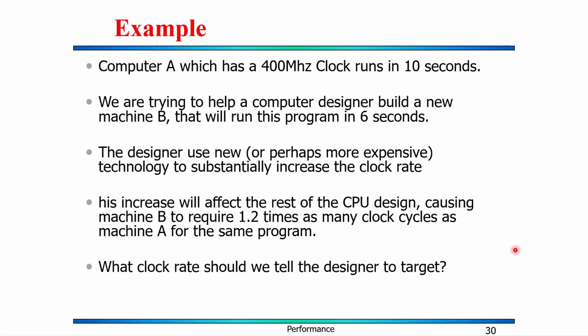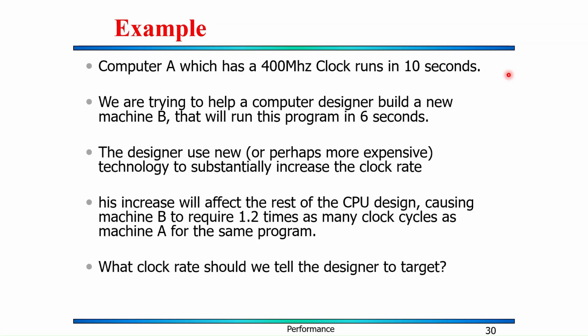Let's walk through a practical example that applies everything we have learned. We have a computer A with a 400 megahertz clock and it runs a program in 10 seconds. We want to help a designer build a new machine B that will run the same program in 6 seconds. So we need to improve the performance by 4 seconds.